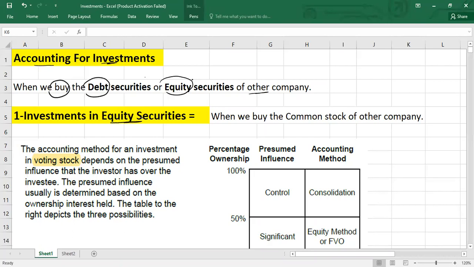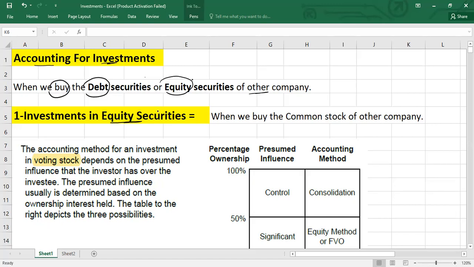So first you should remember what equity securities are overall. An equity security is an ownership interest in an entity, for example common stock or preferred stock, or a right to acquire or dispose of such an interest. It might include warrants or call options.